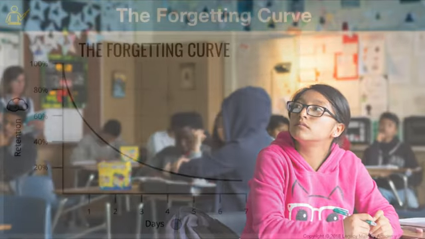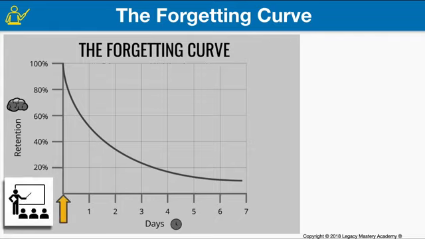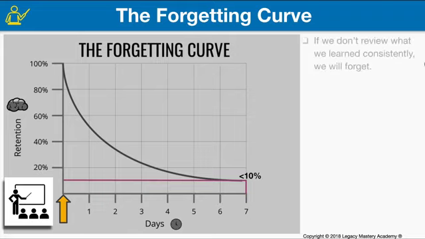Hermann Ebbinghaus developed the forgetting curve principle, which basically means that if we taught our students something today, through a lecture for example, then a day later they'd remember about 50% of it, 2 days later they'd remember 38%, 7 days later less than 10%, and so on, if they didn't study or review it. So if we learn something and don't make an effort to remember it, we'll forget it all. So how do we combat this forgetting curve?